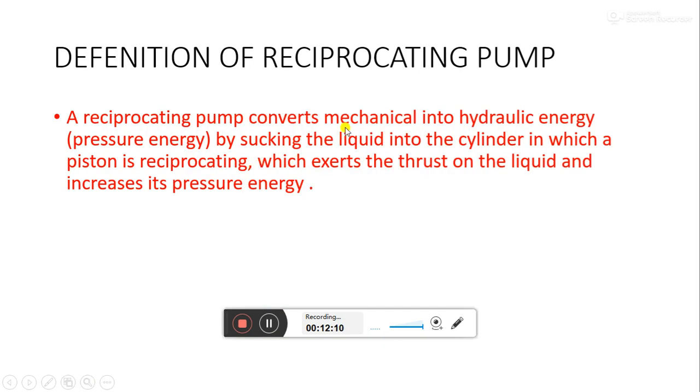So a reciprocating pump converts mechanical energy to hydraulic energy. That is common for all the pumps. By sucking the liquid, yes, it is being sucked. How is it sucked into the cylinder? It is by the reciprocating movement, and then it exerts thrust on the liquid and increases its pressure energy so that the fluid reaches the area of requirement.